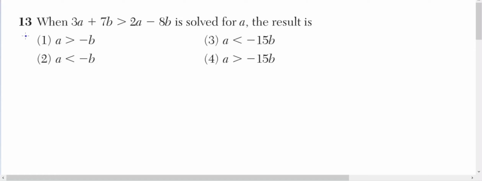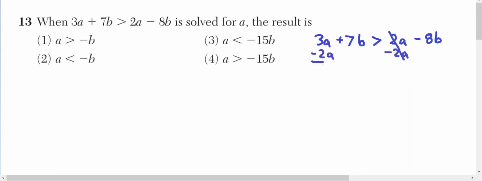So question 13 reads, when 3a plus 7b is greater than 2a minus 8b, is solved for a, the result is, and then we have 4 choices for when a is on the left-hand side and b is on the right-hand side. So let's take our original inequality, 3a plus 7b greater than 2a minus 8b. And we want to get all the a's to the left-hand side. So let's subtract this 2a because it's canceling out the positive 2a on the right. And if you do something to one side, you have to do it to the other.